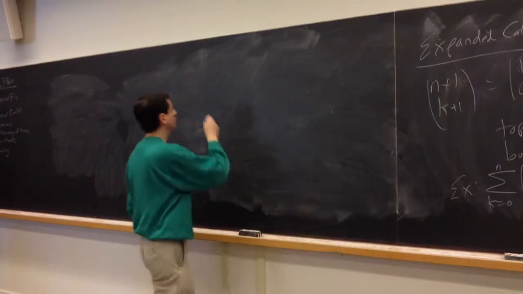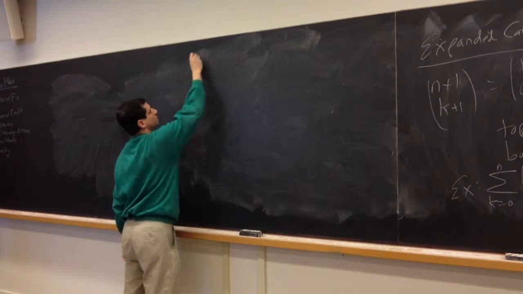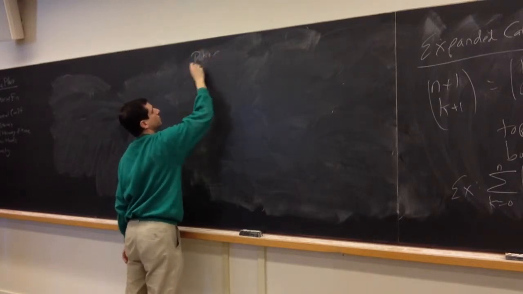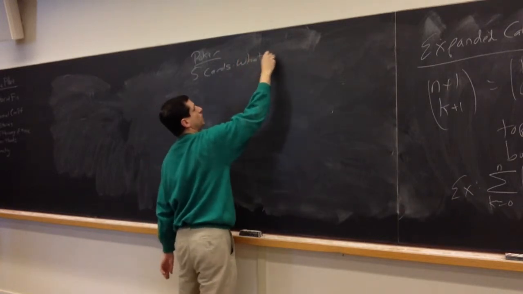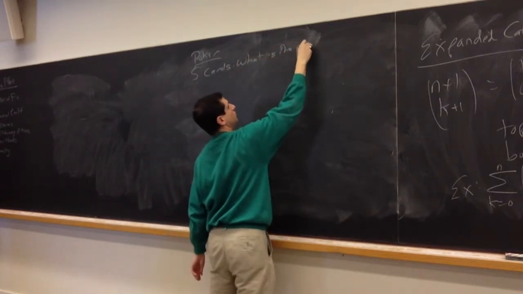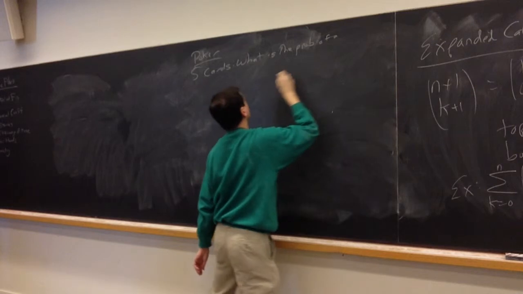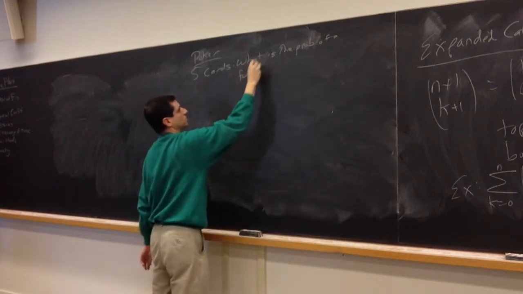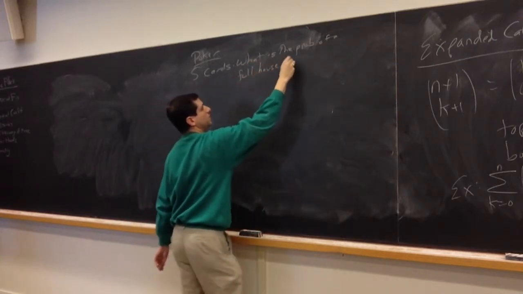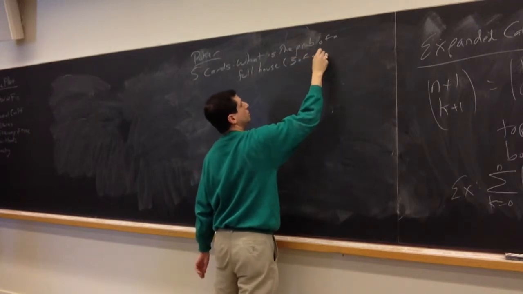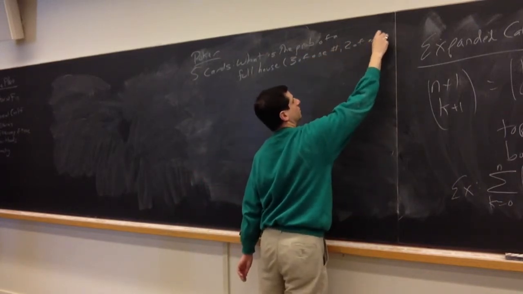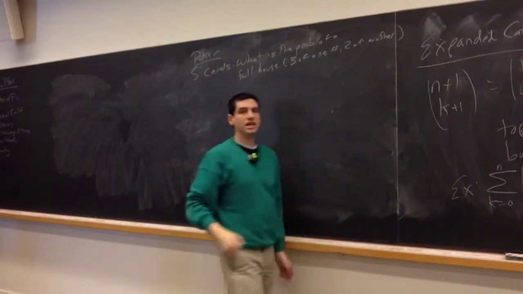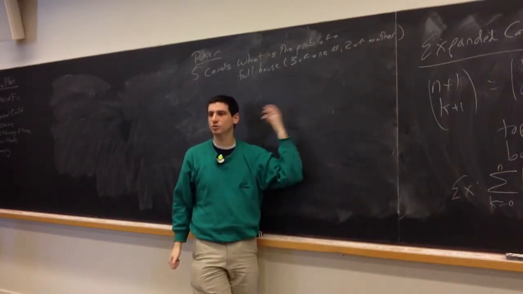All right, so here is one of the questions. So this will be poker. Five cards. What is the probability of a full house? That means three of one number, two of another. Now, what's nice about this problem is I don't have to worry too much.